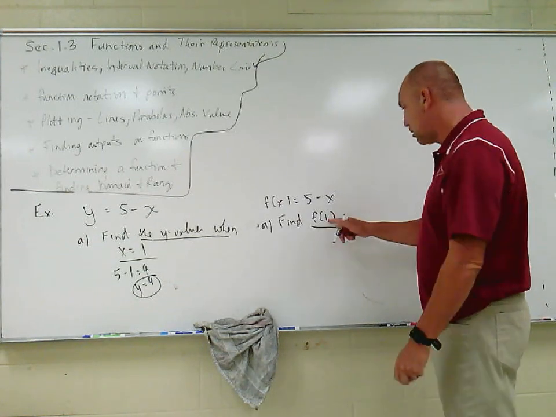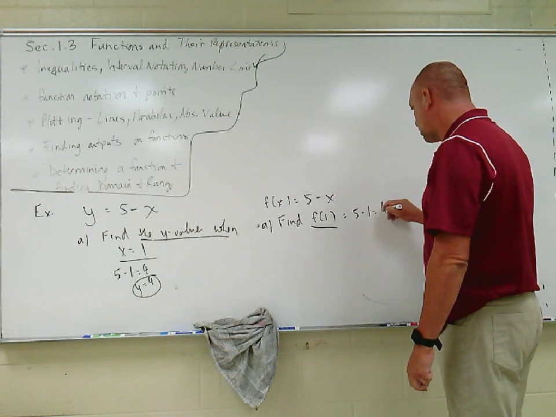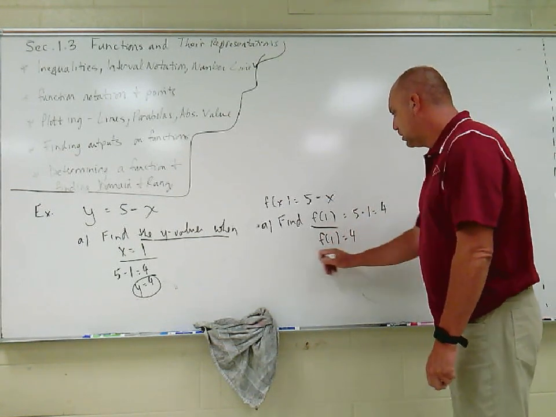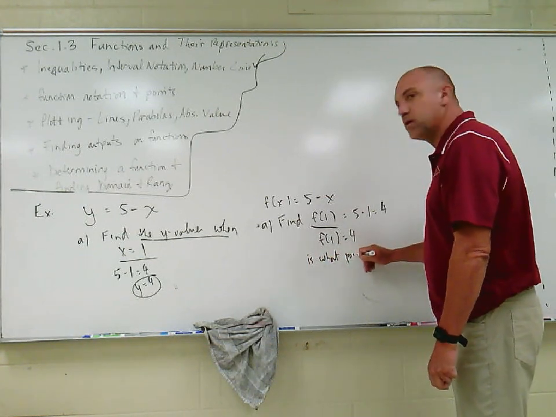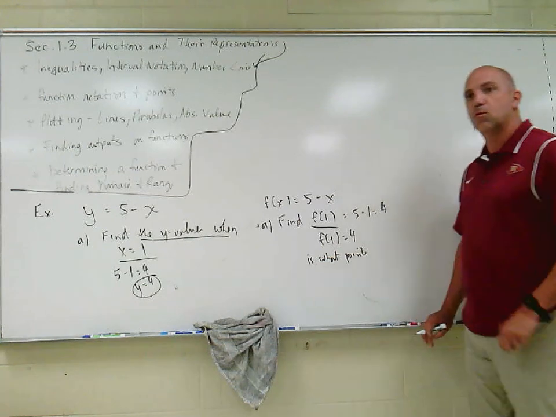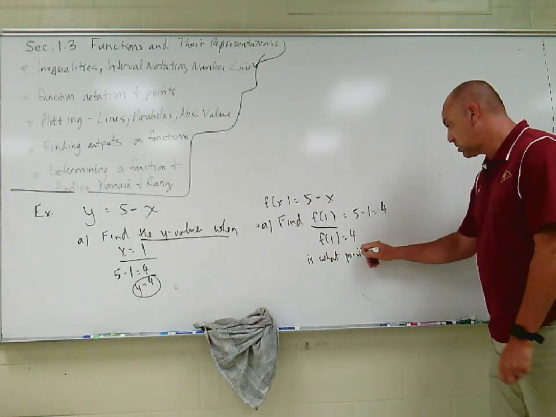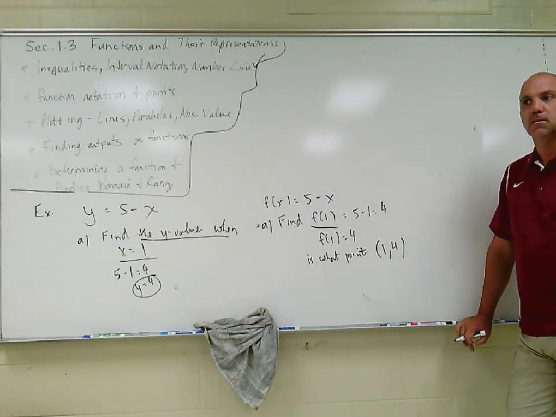So then, wherever I see an x, I plug in a 1, and I get 5 minus 1, which is 4. So f of 1 equals 4 is what point? How can you write that as a point, or as an ordered pair? 1 comma 4, that's exactly right. That means the point 1 comma 4. Very good.